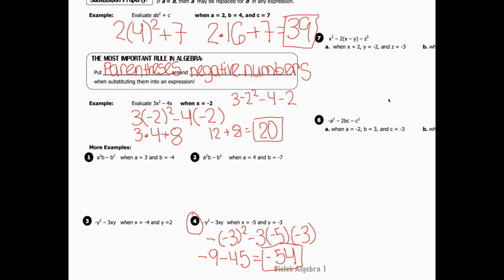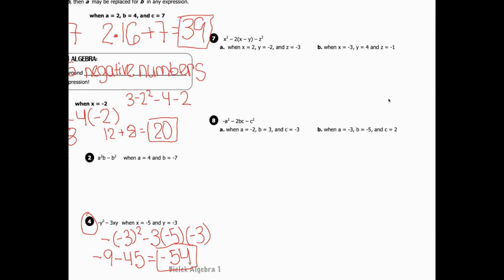Okay, so continuing on, we'll go ahead and look at the other side of this page. And we'll do a few of these together. So we'll do number 7 together, and then I will leave number 8 for you to try on your own and check your answers on Google Classroom to make sure that you're understanding.